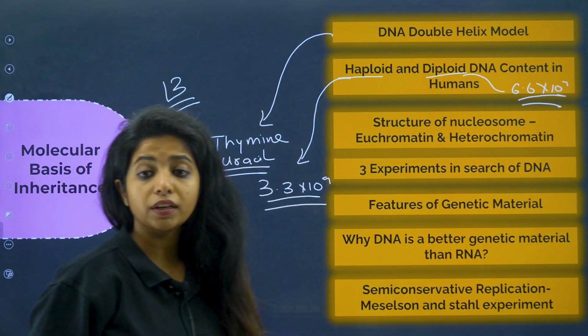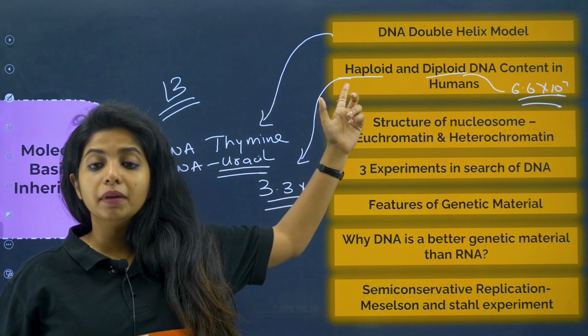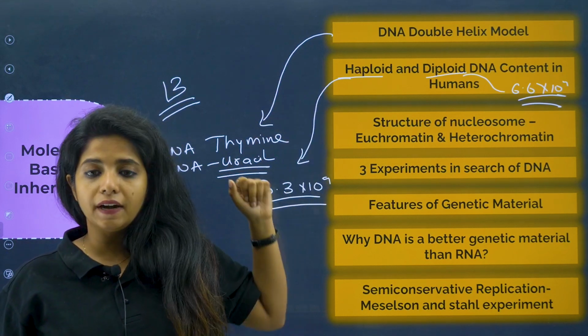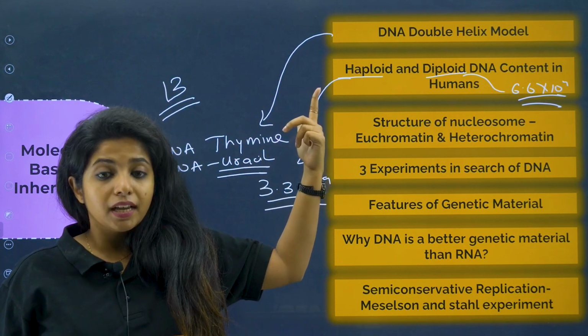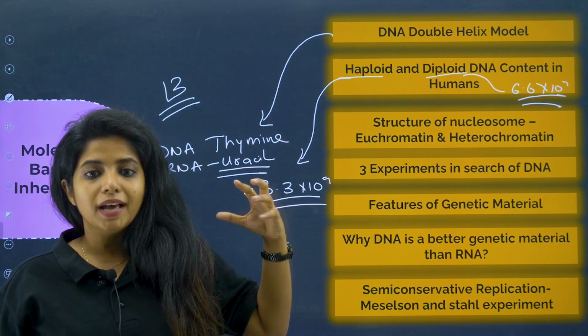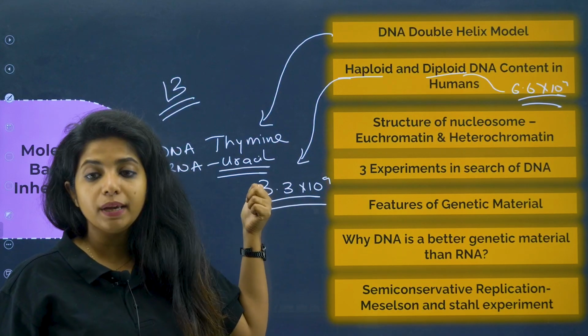So you should be knowing, they can give you a human gamete and ask how much DNA content is there. So it's a gamete. Gamete means half the number of chromosomes. They will always have half the number of chromosomes. That is haploid content. So your answer should be this.